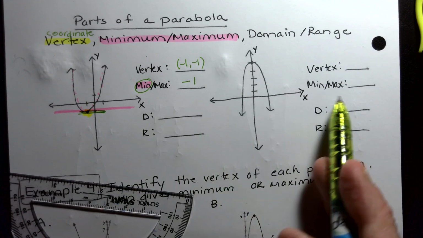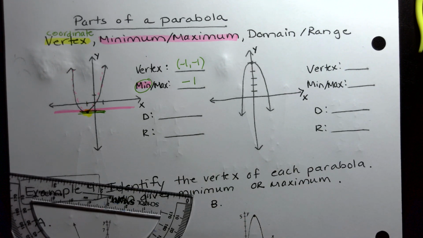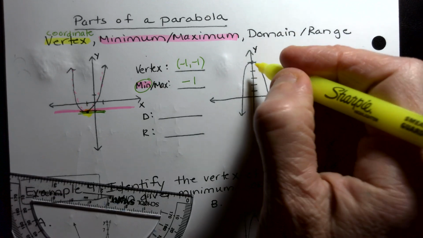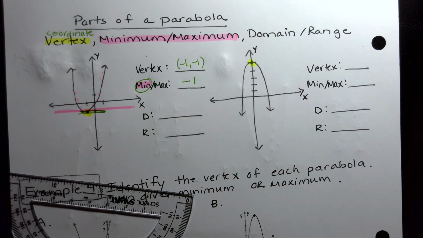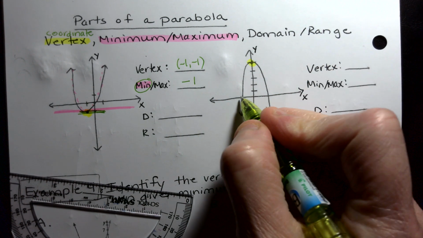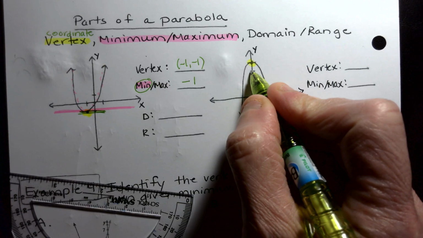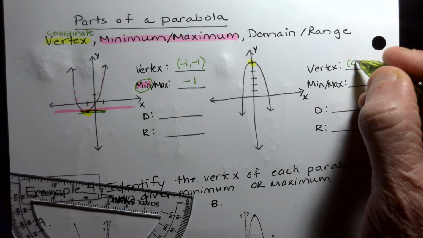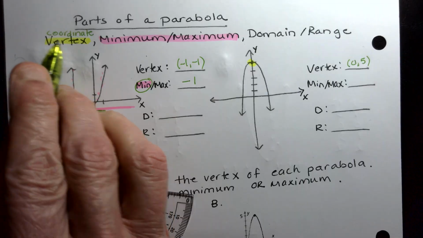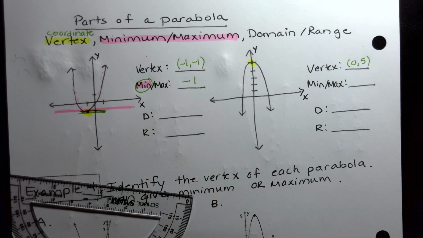Okay, before I do these two, let's go over to this side and talk about it. Do you see where the vertex is? Do you see that coordinate? It's right there. And can you tell me what it is? Well, you don't go anywhere here, and 1, 2, 3, 4, 5 up. So it's the point 0, 5. Vertex is always a coordinate.